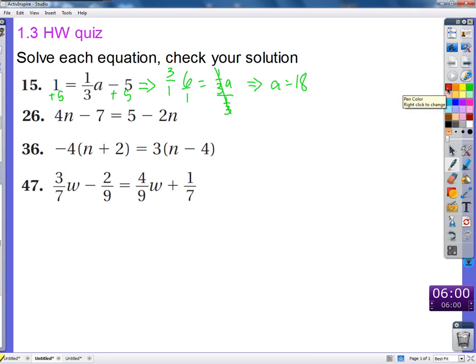New color. So now we have variables on both sides. So what can we do? Any first step will probably do.